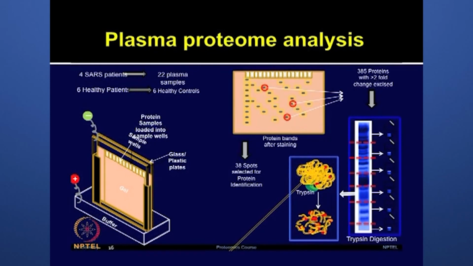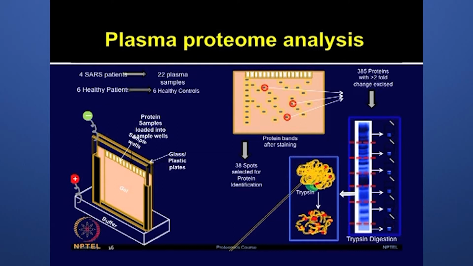Authors analyzed the plasma proteome by using 2-dimensional electrophoresis on 4 to 7 pH immobilized pH gradient strips, and they stained the gels with a sensitive stain, Sypro Ruby. So, in the slide you can see the steps involved in the traditional 2-dimensional electrophoresis followed by the mass spectrometry.